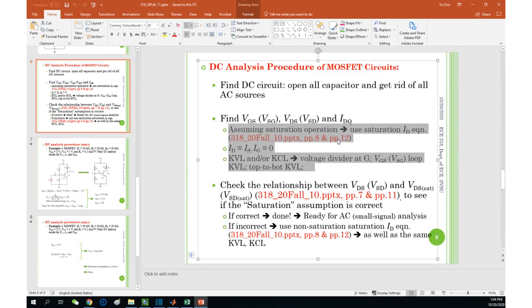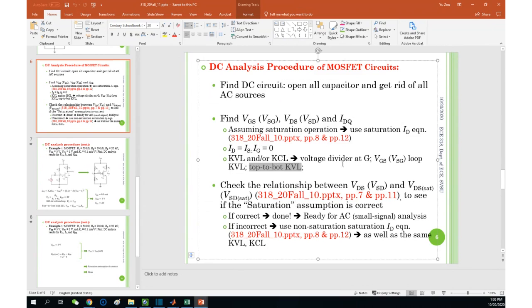And then IDS equals ID and IS. They're the same: drain current equals source current. And the gate is open circuit. This is very helpful. We also need some KVLs. The first KVL is the VGS or VSG loop KVL. The second KVL is from the top to the bottom, and it goes through the VDS or VSD path.